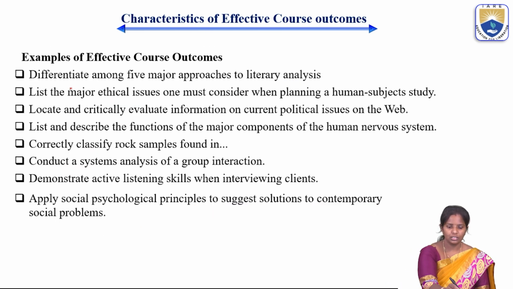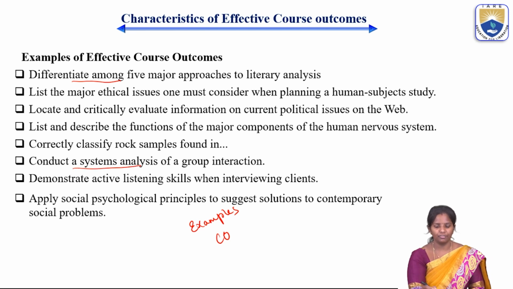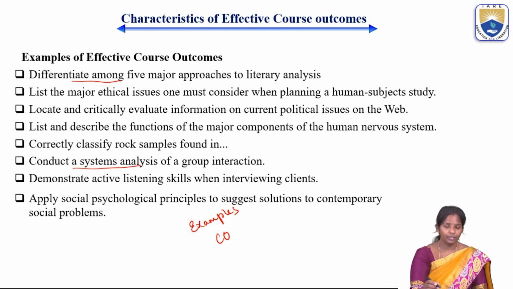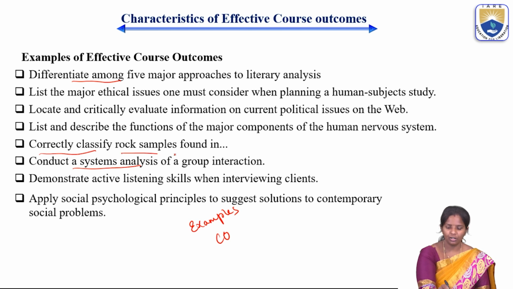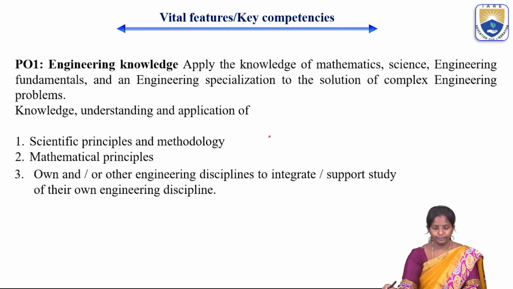The other examples are: differentiate among five major approaches to literacy. These are all examples of effective course outcomes. The student will be able to conduct a systems analysis of a group interaction. The student will be able to correctly classify rock samples found in the field. So depending on the subject, we will be describing the course outcome.